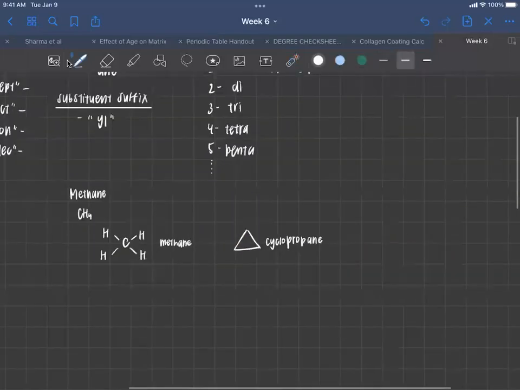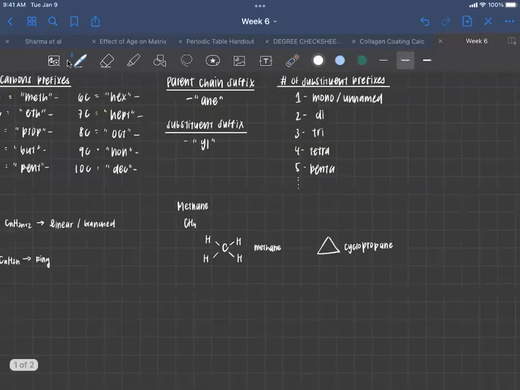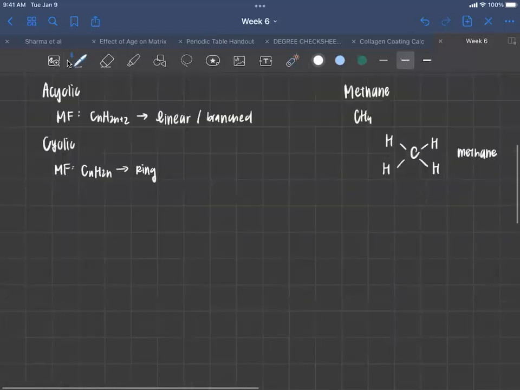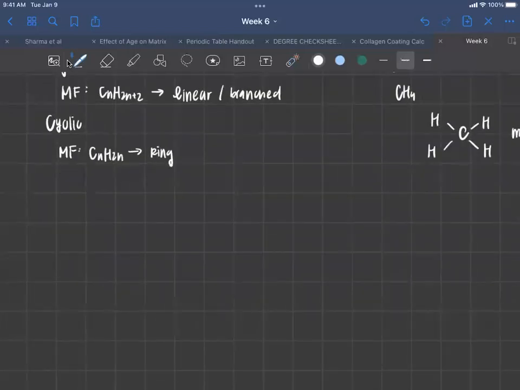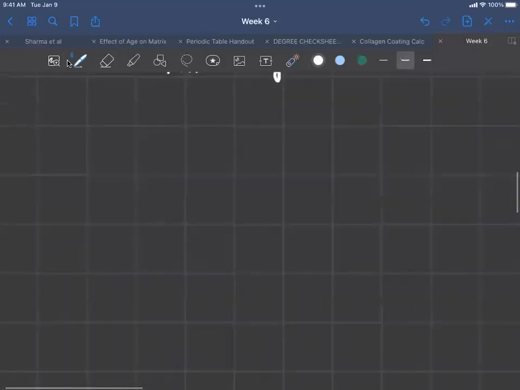All right. So we also have some common substituents naming, or names of common substituents. I'll just write substituents as sub.